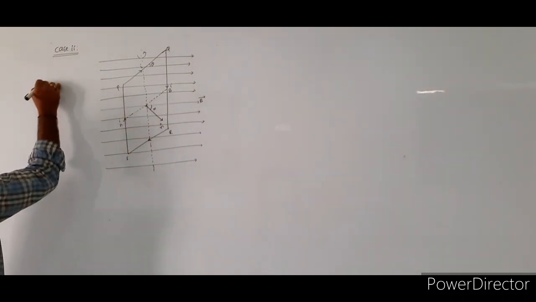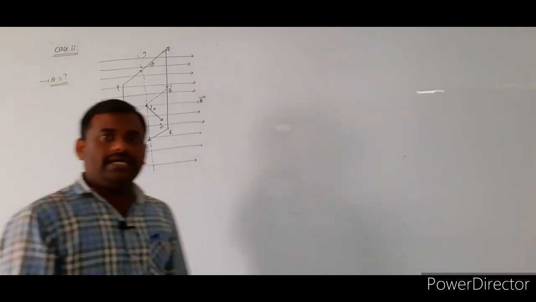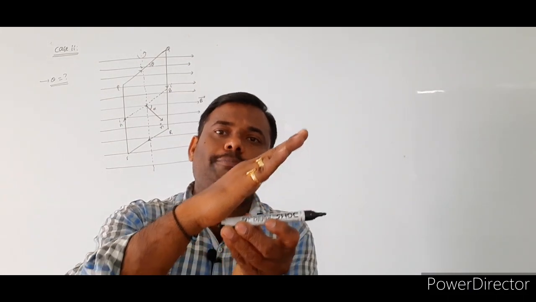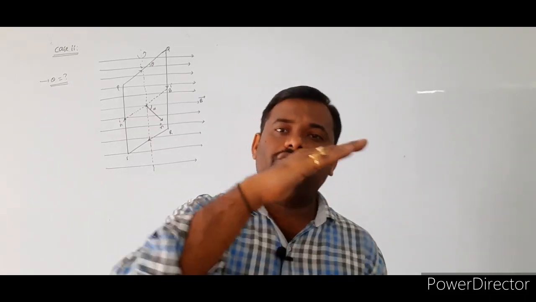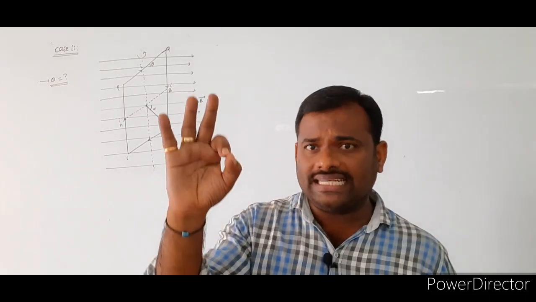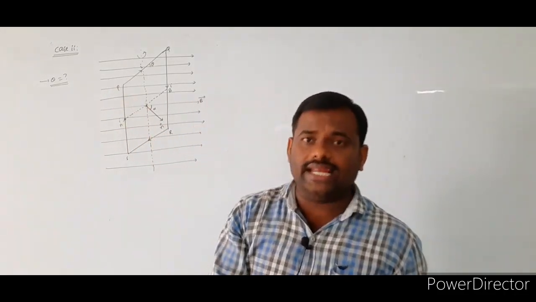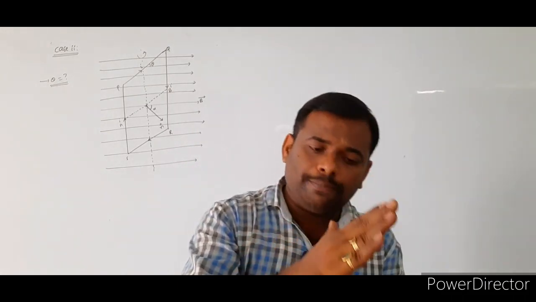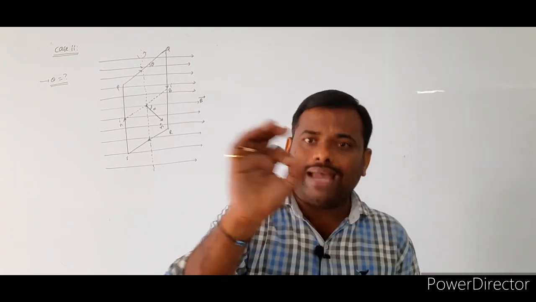So here we assumed two angles. First one is theta. Theta is indicating the angle made by the plane with the direction of the magnetic field. Theta is the angle made by the plane of the rectangular loop with respect to the direction of the magnetic field.